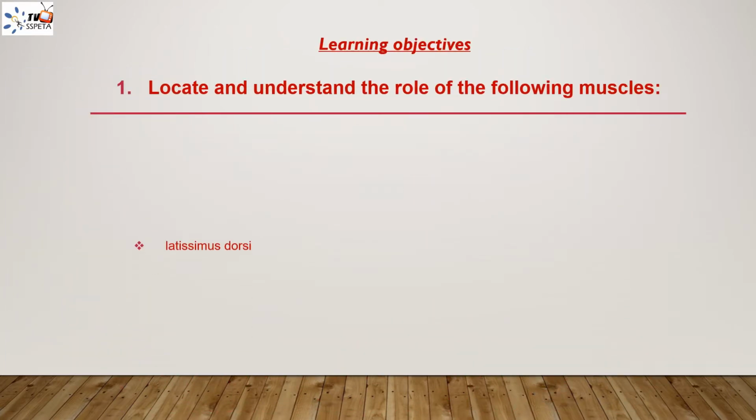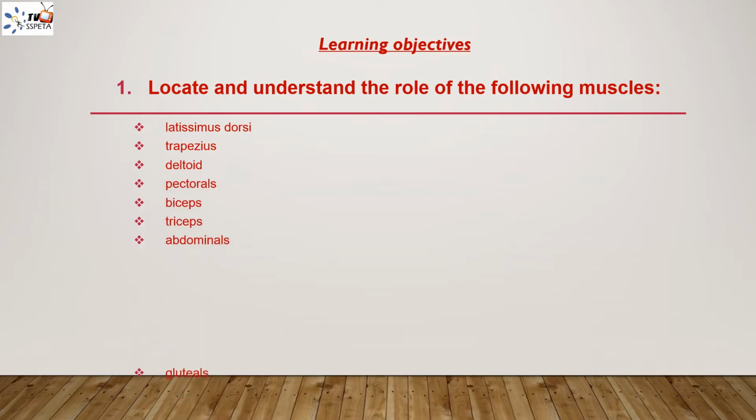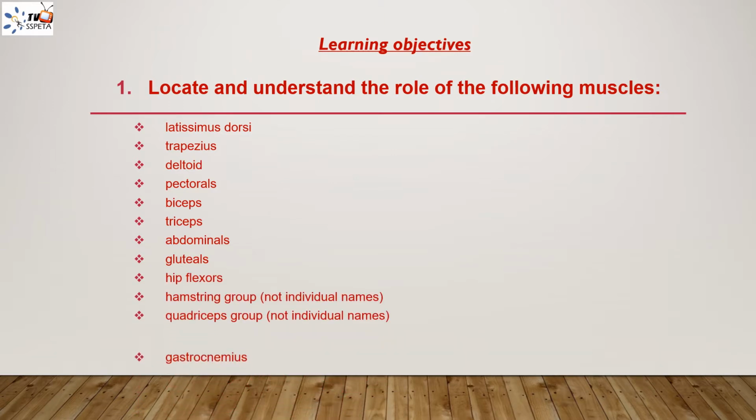So the learning objectives are to locate and understand the role of the following muscles: latissimus dorsi, trapezius, deltoid, pectorals, biceps, triceps, abdominals, gluteals, hip flexors, the hamstring group, the quadriceps group, the gastrocnemius, and the tibialis anterior.